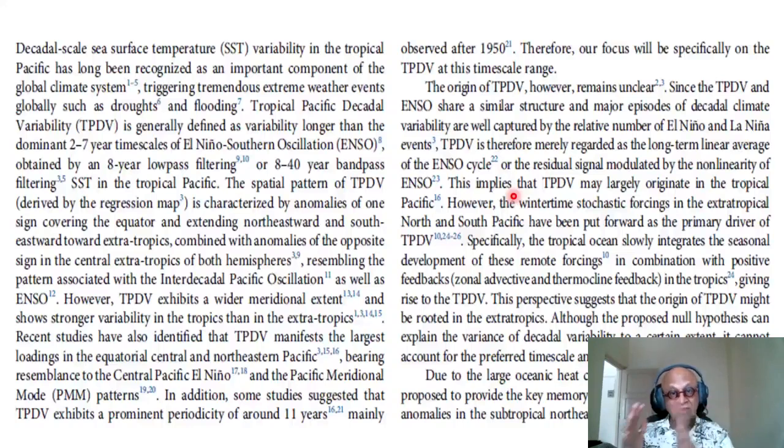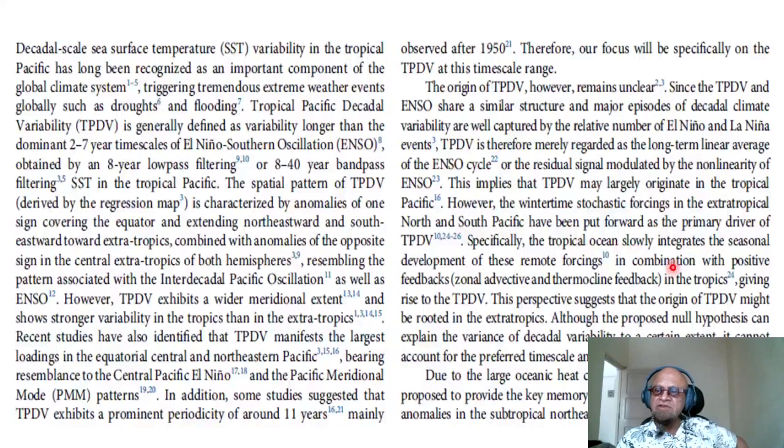ENSO, the El Nino Southern Oscillation, has a warm phase and a cold phase, El Nino and La Nina. So if you have a decade of El Ninos and La Ninas, a low frequency rectification can appear to look like what we call TPDV. This was originally proposed by Keith Rogers, Mojib Latif, and one more person that I forget. This implies that TPDV may largely originate in the tropical Pacific.